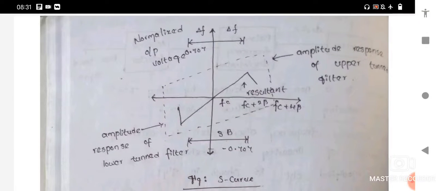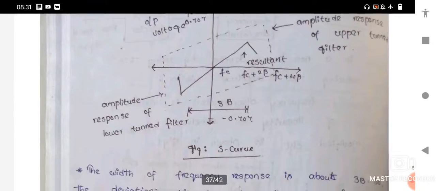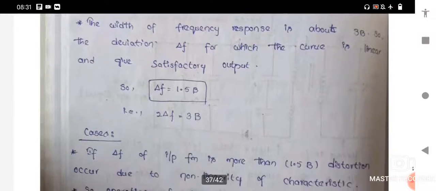This figure represents the S curve: the amplitude response of the upper tuned filter, the amplitude response of the lower tuned filter, and the normalized output voltage. This is the representation of the S curve. The width of the frequency response is about 3 dB. The deviation del f for which the curve is linear and gives satisfactory output, that is the frequency deviation del f, equals 1.5 dB. That means 2 del f equals 3 dB.